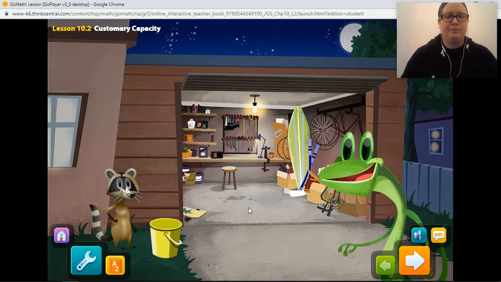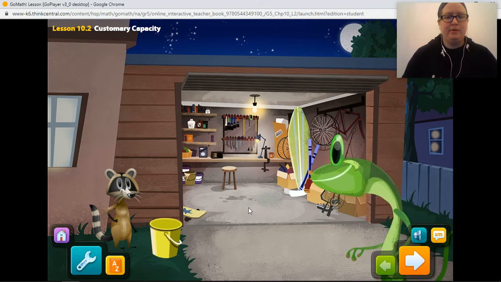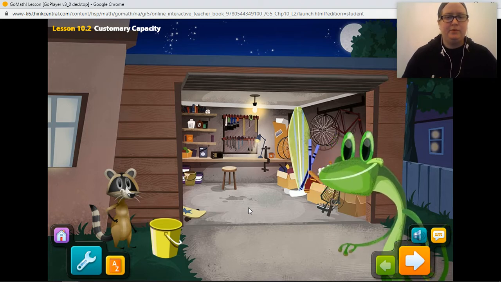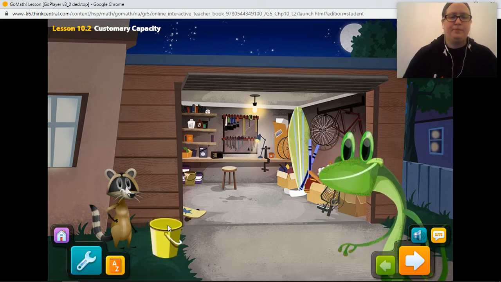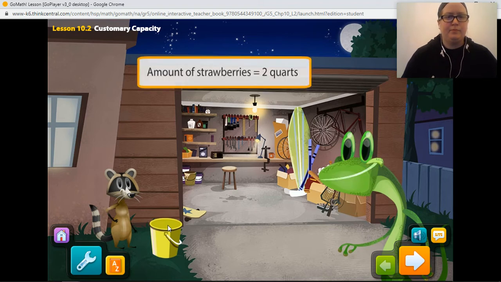Hello! See that bucket? It was full of strawberries earlier today. Well, my neighbor is using them to make some bowls of fruit salad for a picnic. Take a look in the bucket to find out how much strawberries my neighbor picked. Okay, 2 whole quarts of strawberries. My, that was a busy day of picking strawberries.